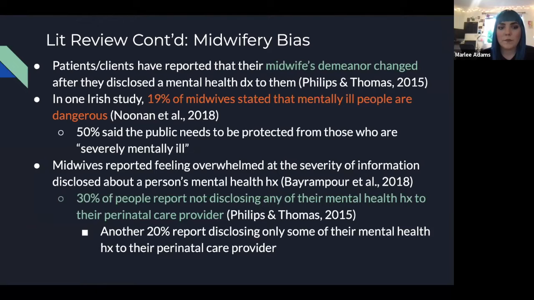So getting back into it, midwives also reported feeling overwhelmed at the severity of information disclosed about a person's mental health history, which again makes sense considering the lack of education. And actually, one study found that 30% of people did not disclose any of their mental health history to their perinatal care provider, while another 20% only disclosed some of it. So in the study, 50% of people with some sort of significant mental health history did not feel comfortable sharing all of it or some of it with their perinatal care provider, which is just really unfortunate. So again, decreasing the stigma and fostering an environment where people feel like they can be honest with us about it really allows us to provide the best care for them.